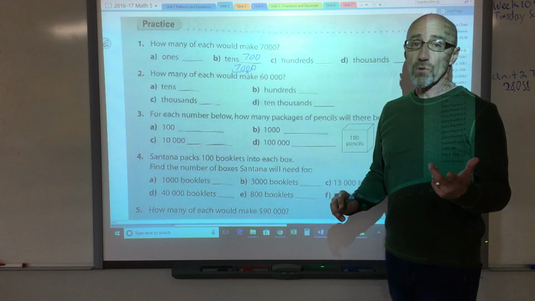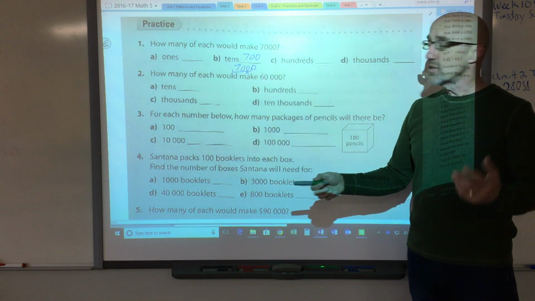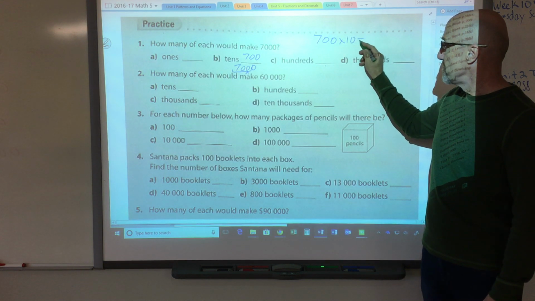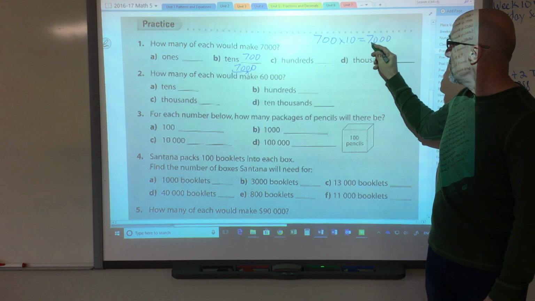How can you check that? Well, you check division with multiplication, and you would check it by saying 700 times 10. If that comes to 7,000, you've done it correctly.